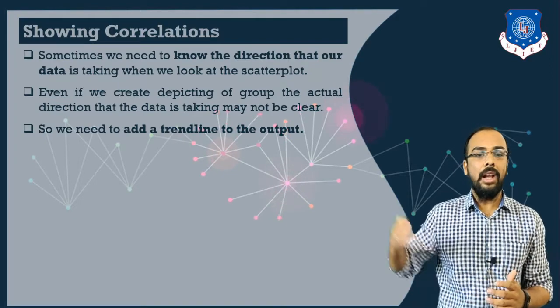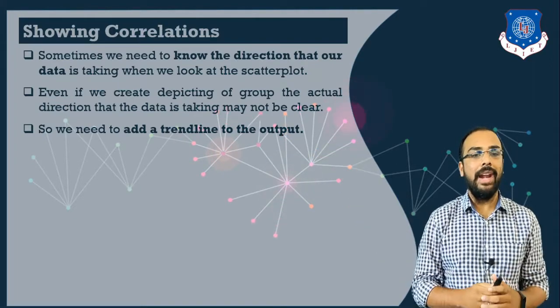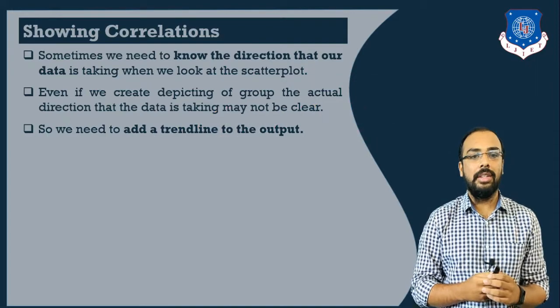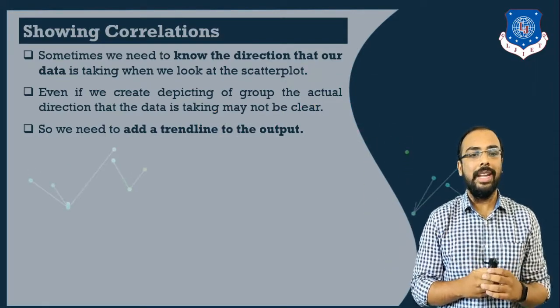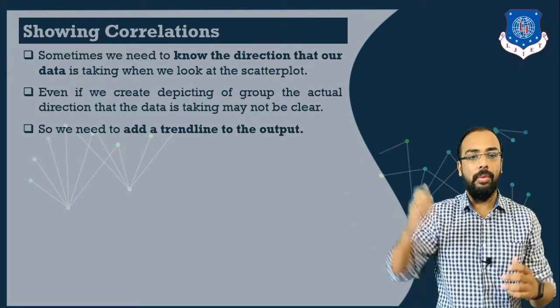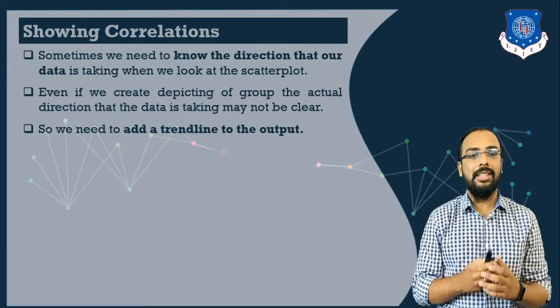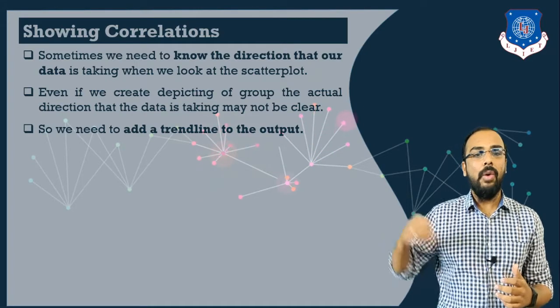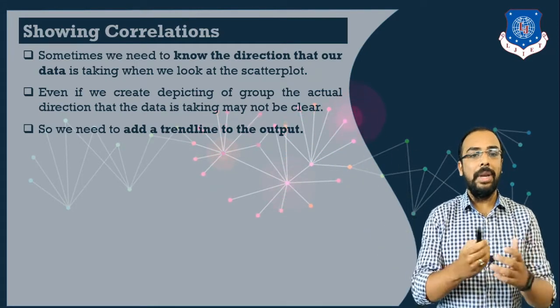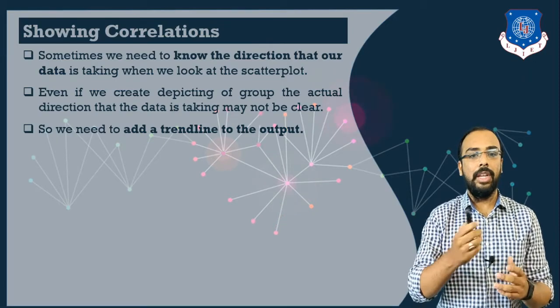So how can we add these correlations? For adding a correlation, we have to add a trend line. This trend line will be a line that distinguishes your different data inside your output. How we can see this correlation, how we can plot our scatter plot, and how we can show this depiction of groups, we will cover in programming.